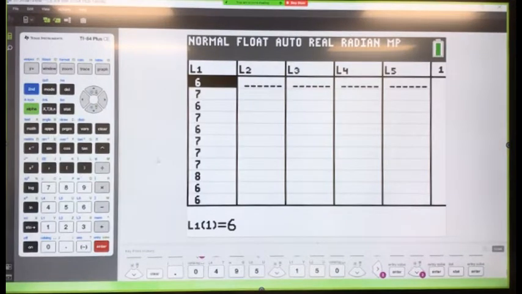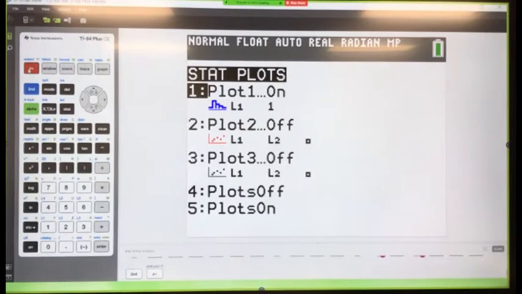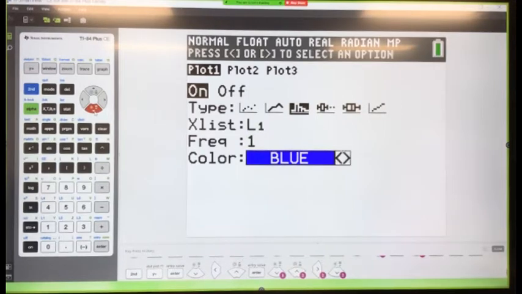Now, let's look at the graph. Go to second Y equals. So you see up here Stat Plot. Click on Stat Plot 1. So I'm going to turn it on. You also see off. Click on. Go down here and click on the bar graph icon, like so. It's going to use your L1 list with the frequency of 1 and the color blue. Fine. So your Stat Plot 1 should look as follows.